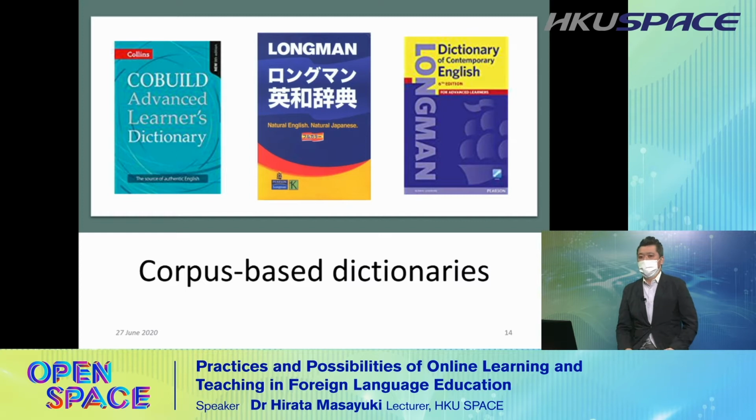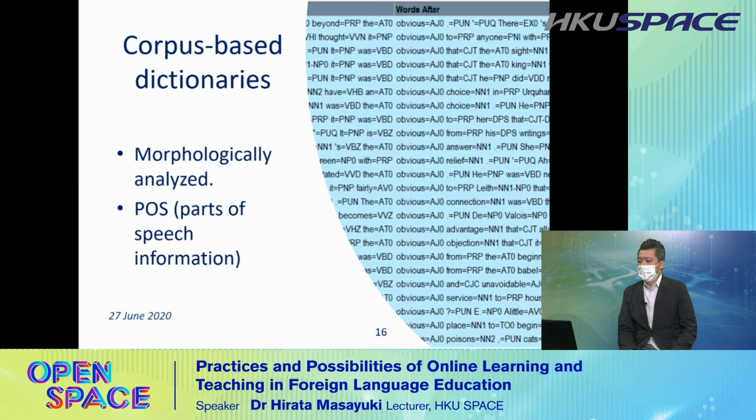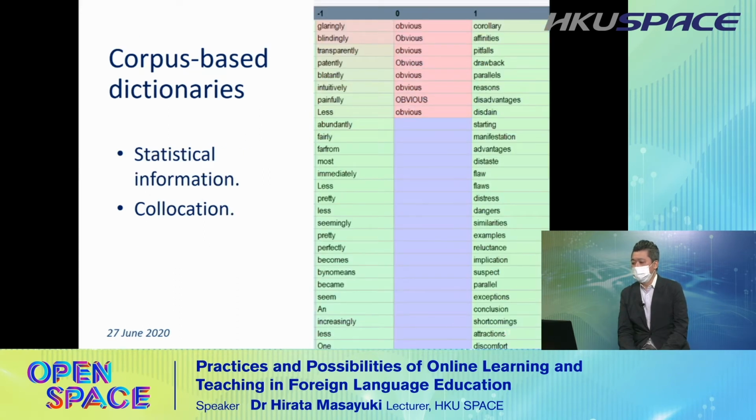If you haven't heard the word corpus, it's a digitalized database for language. And this is an example. This is a keyword in context, and you can analyze the keyword and how the words come together before and after it. And all this is morphologically analyzed data where you have the parts of speech information in the database, so that we can extract important information like collocation and statistical information on the use of language.